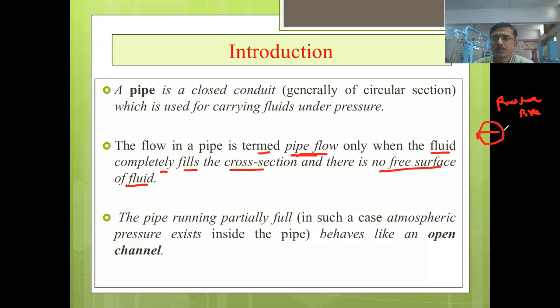If the pipe is flowing partially full, like the pipelines in drainage lines in a sewerage system, they are not completely filled, they are partially filled and flowing there. Such kind of flow may be called open channel flow, because they behave like an open channel. The pipe is running partially full.